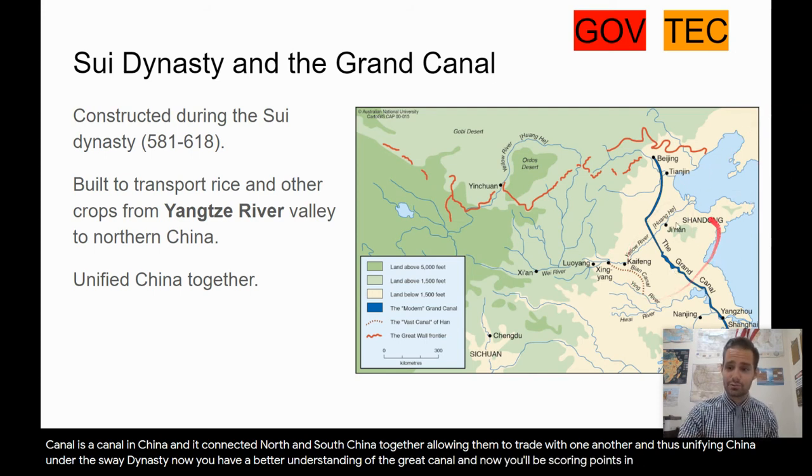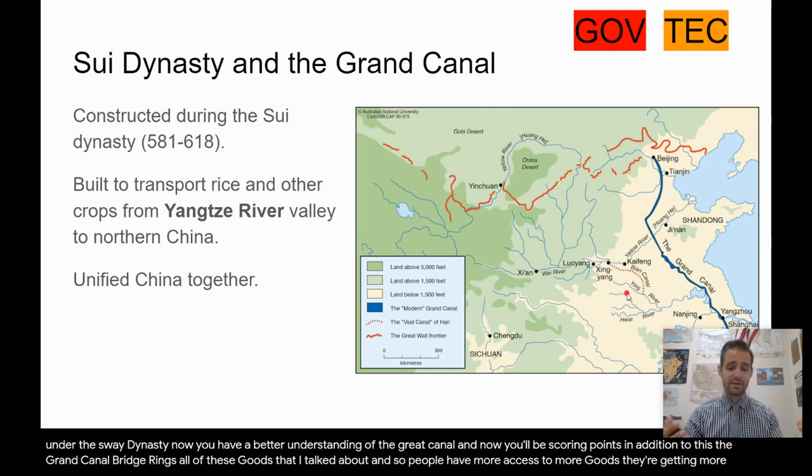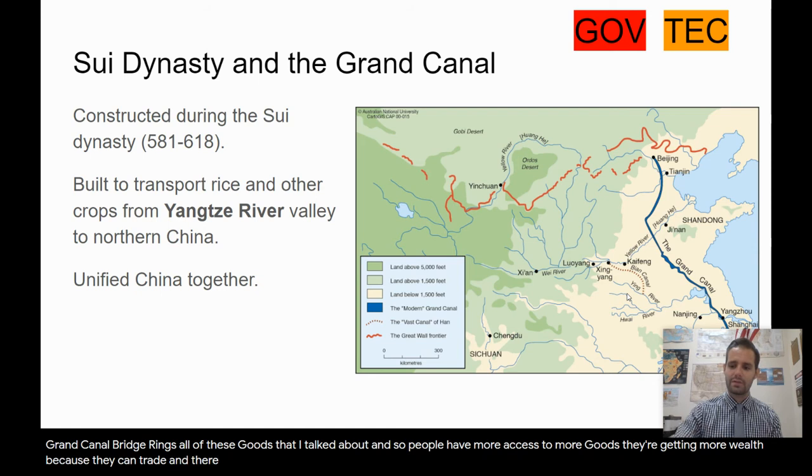In addition to this, the Grand Canal brings all of these goods that I talked about. And so people have more access to more goods. They're getting more wealth because they can trade. And therefore, they are happy. And therefore, that is Conrad Demarest's model, part number three.